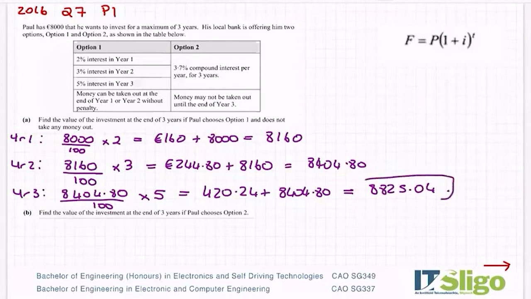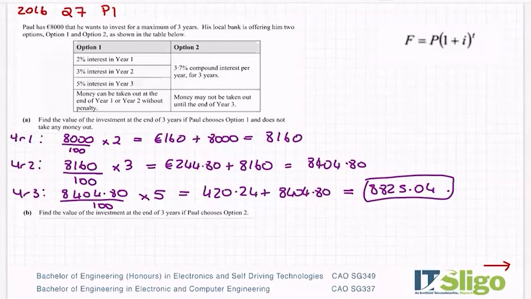Okay, so that's your answer. That is the value of the investment at the end of 3 years. So you can see a fair old bit of work for it. They did give 10 marks for it, so there's a fair old bit of work. Okay, so that's one way of doing the question.